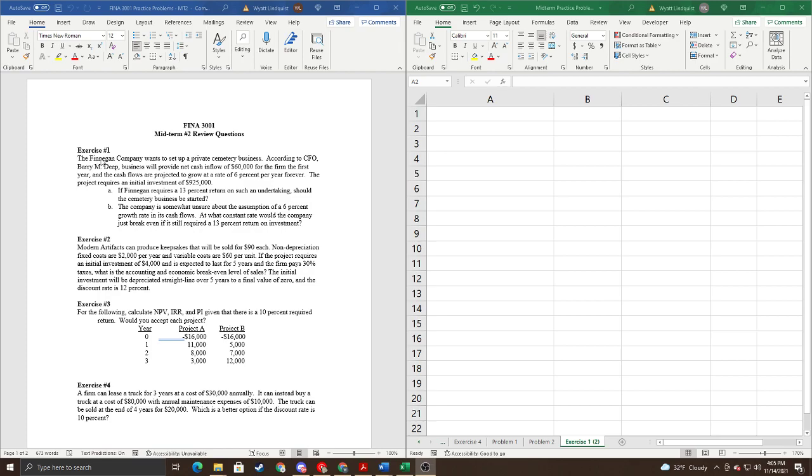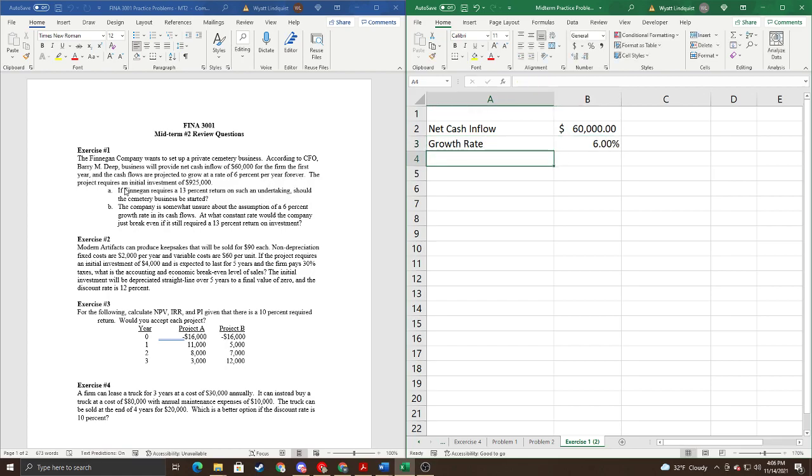So first, the Finnegan Company wants to set up a private cemetery business. According to their CFO, the business will provide net cash inflow of $60,000 for the first year, and the cash flows are projected to grow at a 6% growth rate forever. So growth rate of 6%.